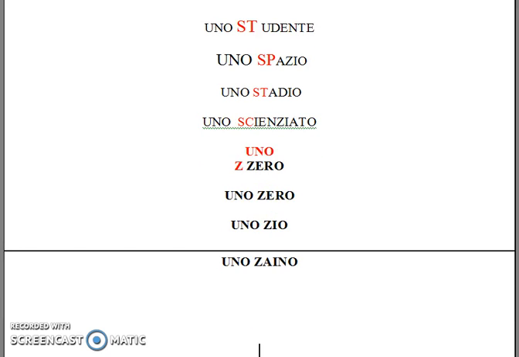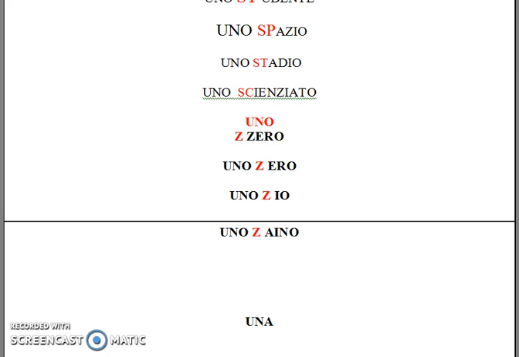Zaino means backpack. So all words that begin with Z, masculine words again, remember, when they're preceded by an indefinite article, they will require the form uno. So uno zero means a zero. Uno zio would be an uncle. Uno zaino would be a backpack. Okay, now let's go to the less troublesome una, which is feminine.